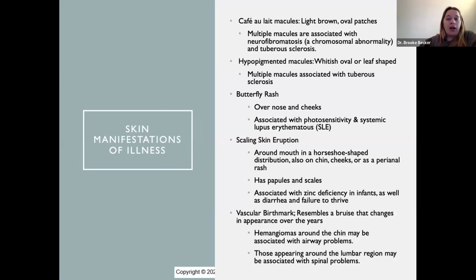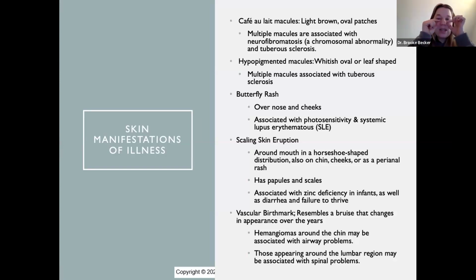Hypopigmentation or hypopigmented macules. So macule is flat. Okay, that's what that word means. So this will be an area of decreased pigment on the skin. If you have multiple areas, then you worry about tuberous sclerosis. They can be leaf shaped, they can be oval shaped. They're usually kind of a white pigment because they're lacking the skin pigment or the melanin in that area.